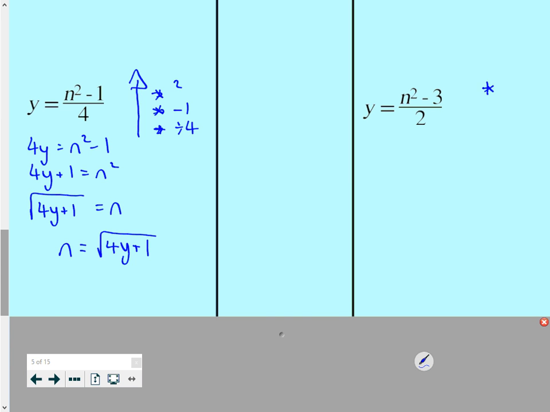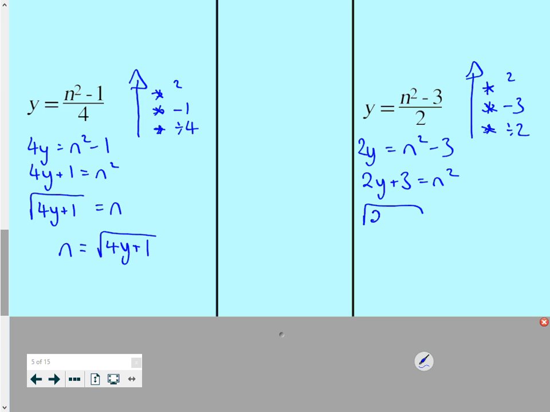We're going to square first of all, then we're going to take away 3, then we're going to divide by 2. We're going to work backwards through that. So times by 2, I'll get 2y equals n squared minus 3. I would add the 3 onto both sides, and then I am going to square root both sides, and then rewrite it with n equals the square root of 2y plus 3. Again, make sure that that square root covers everything.